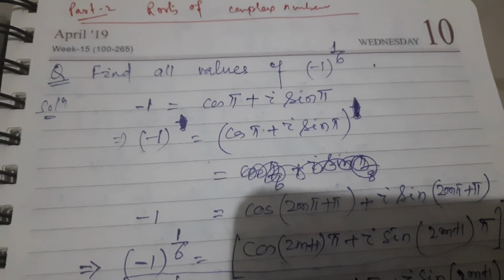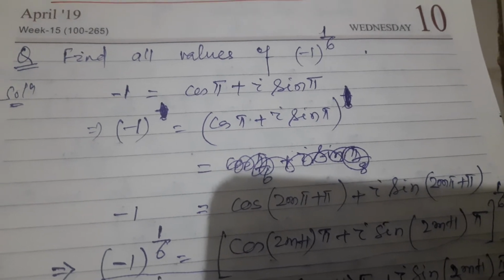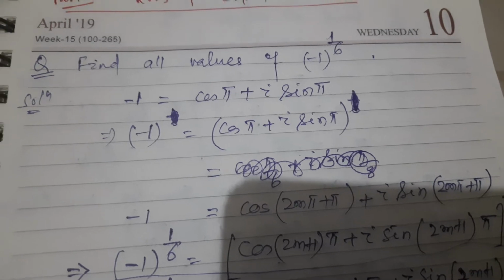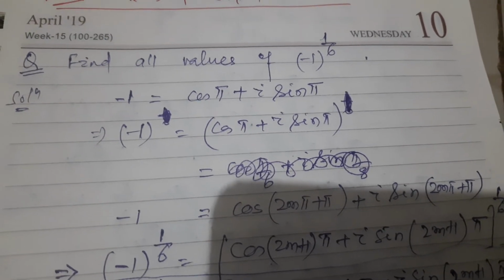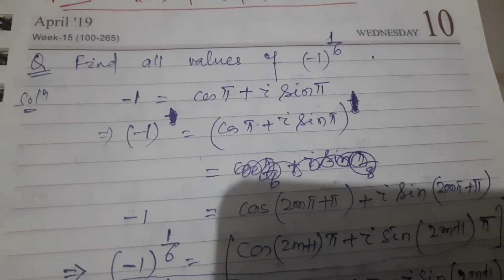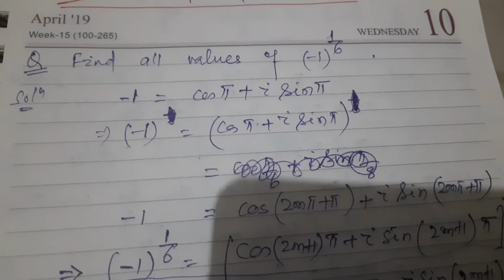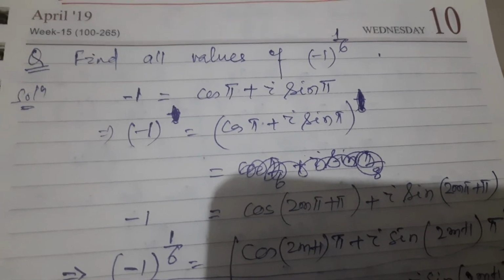The question is here, find all values of (-1)^(1/6). So before starting this problem, just listen, students. Minus 1 can be written in polar form, that is cos pi plus iota sin pi. We know the value cos pi is equal to minus 1 and sin pi is 0. So this can be written in the form cos pi plus iota sin pi.